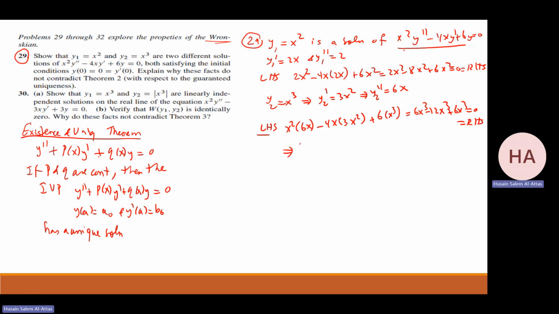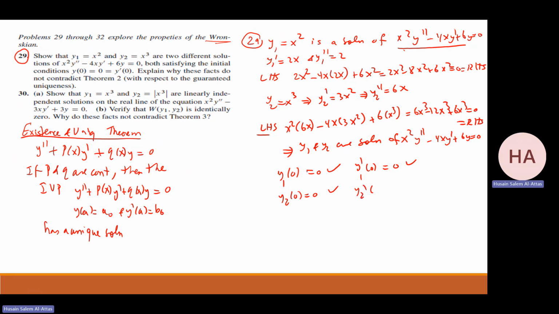So y1 and y2 are solutions of this equation. Not only that, I can also check the conditions. y1 at 0 will be what? 0, correct? y1 prime at 0 will also be 0. y2 at 0 equals 0. y2 prime at 0 is equal to 0. Very clear.